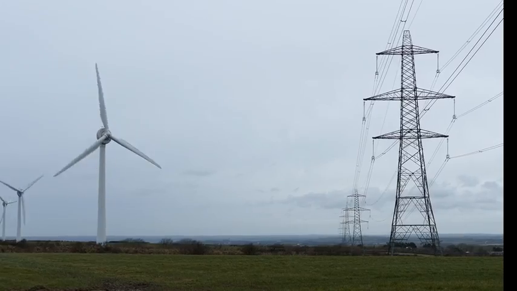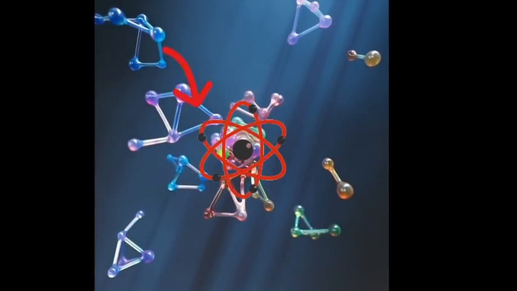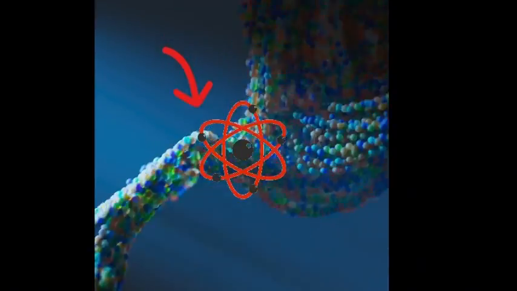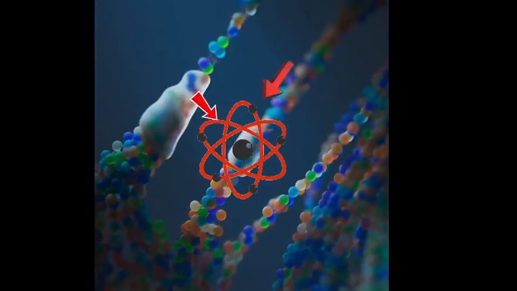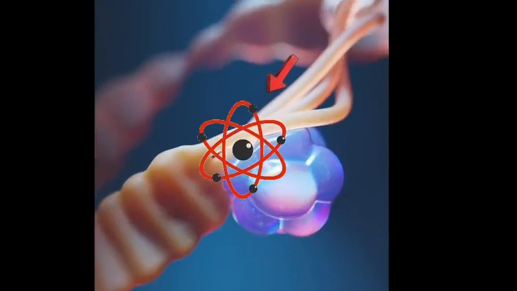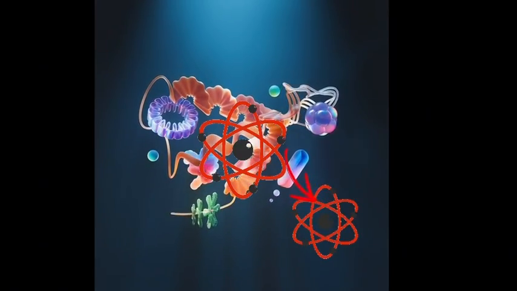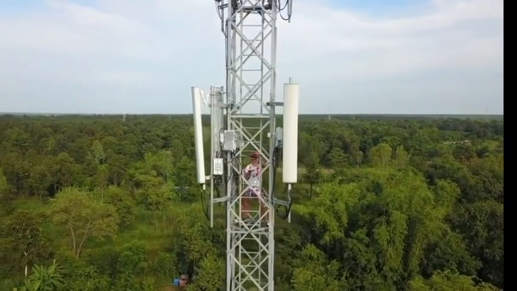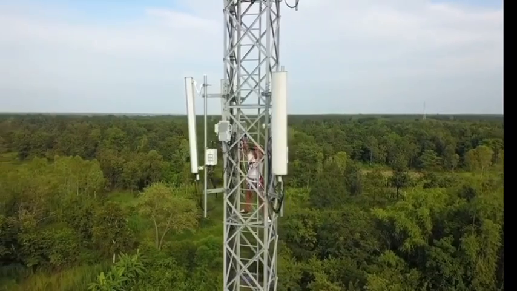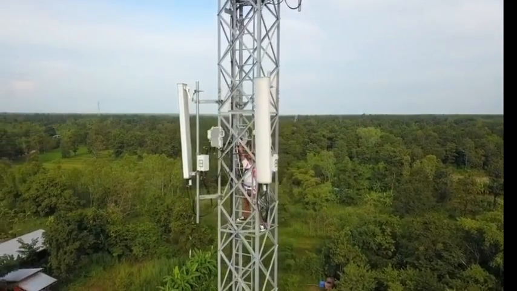Let's make it simple. Everything in the universe is made of tiny particles called atoms. Inside every atom, there's a nucleus in the center, and tiny electrons moving around it. Electricity happens when those electrons start to move from one atom to another. Imagine it like water flowing through a pipe, but instead of water, it's electrons flowing through a wire. When electrons flow, that's what we call an electric current.